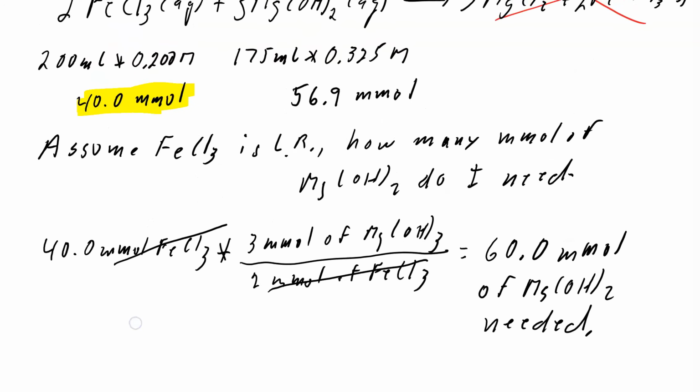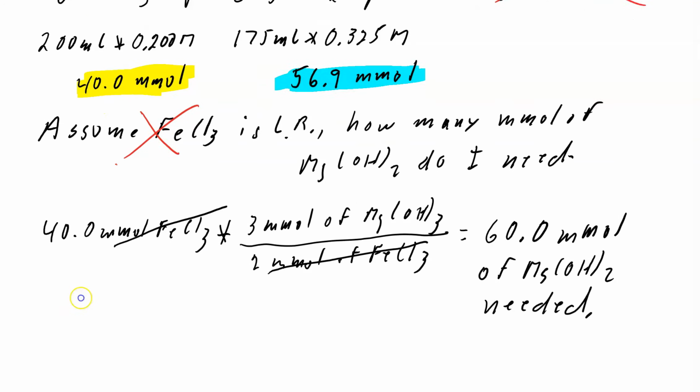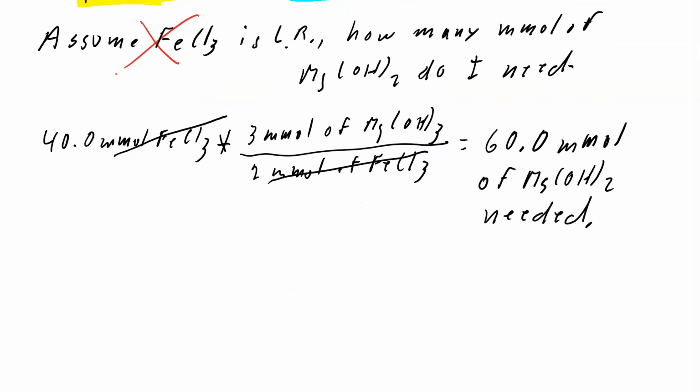Looking back at how much we calculated, we don't have that much. We only have 56.9 millimoles. So we do not have the minimum amount required, 60. Therefore, our premise or assumption is wrong. Iron(III) chloride is not the limiting reagent, and by default then magnesium hydroxide is the limiting reactant.